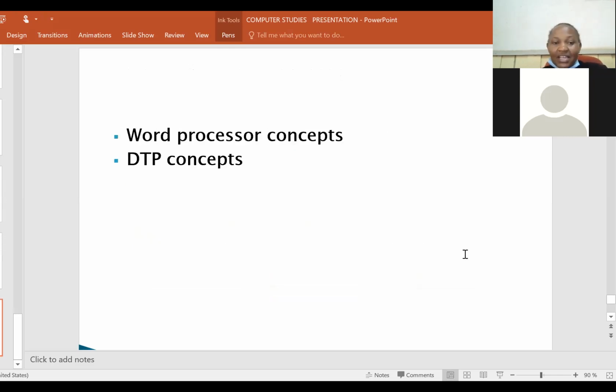And then finally, questions from word processor concepts, all the way from the definition of a word processor to inserting graphics and issues to do with printing. Then DTP concepts are also going to be tested, and then the daily experiences and the emerging issues.